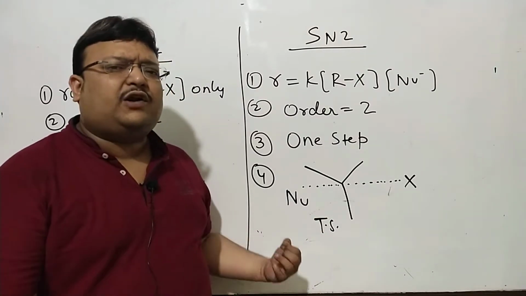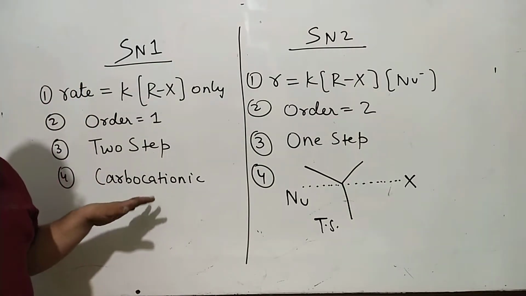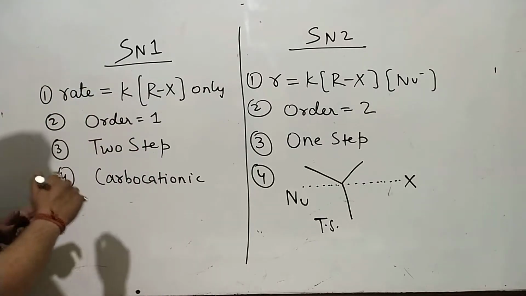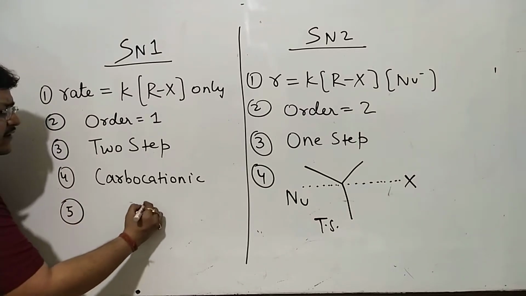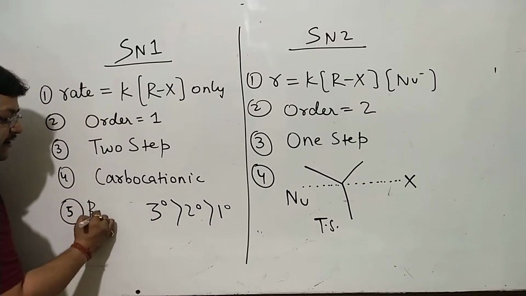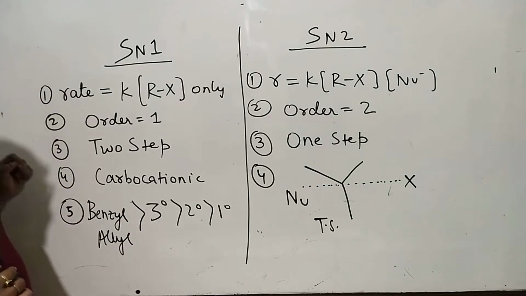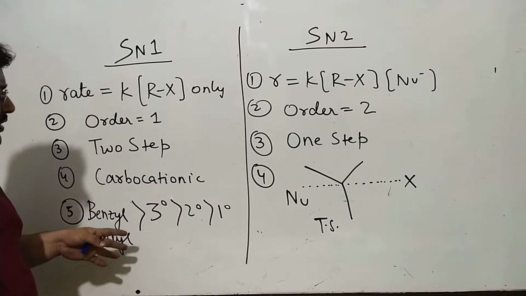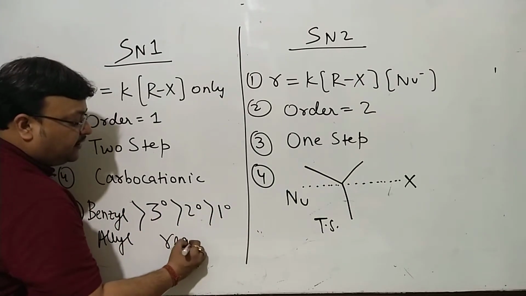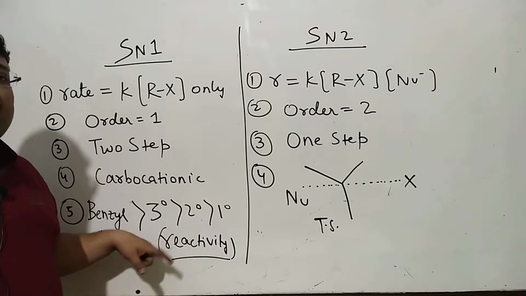We do not talk about the stability of a transitory state. We talk about the stability of the intermediate. And we are told the stability of the intermediate for carbocation is 3 degree more than 2 degree more than 1 degree. Benzyl and allyl have extra stability. So benzylic more than allylic more than 3 degree more than 2 degree more than 1 degree. This might be the order of reactivity towards SN1.